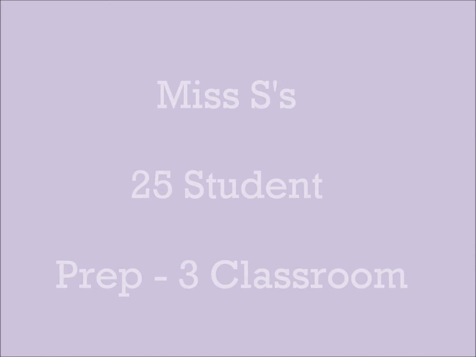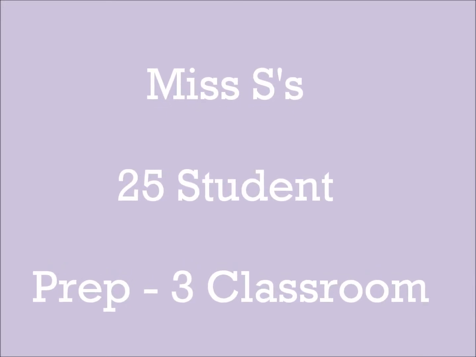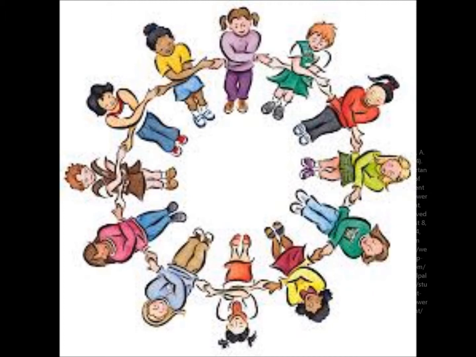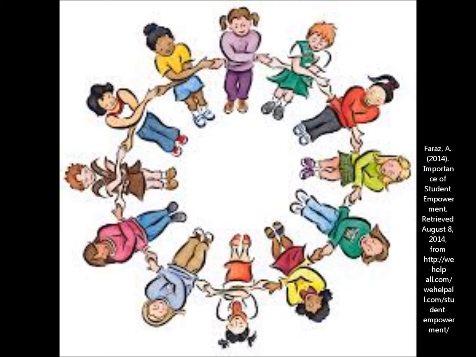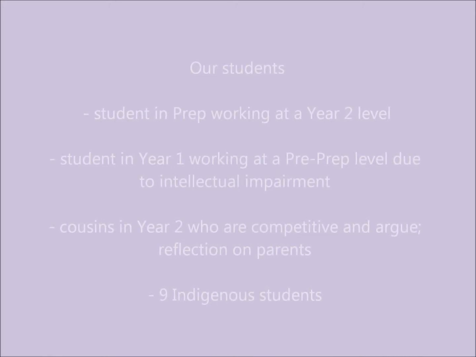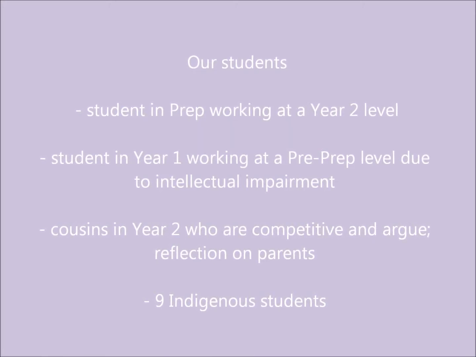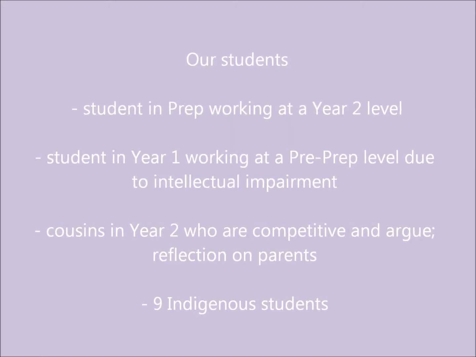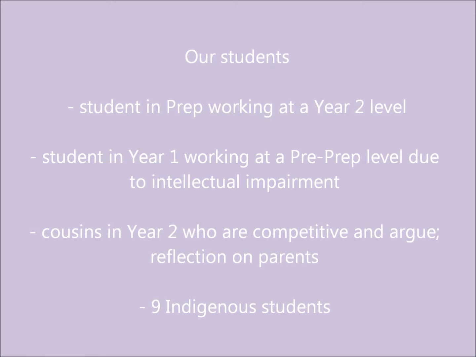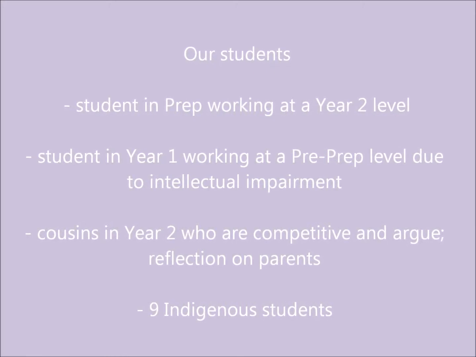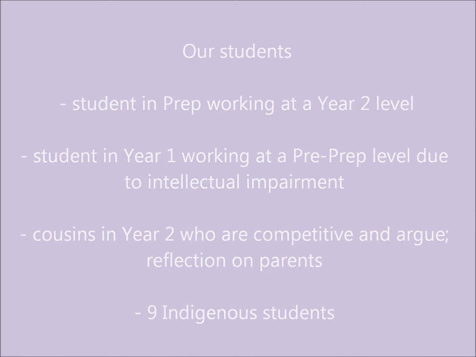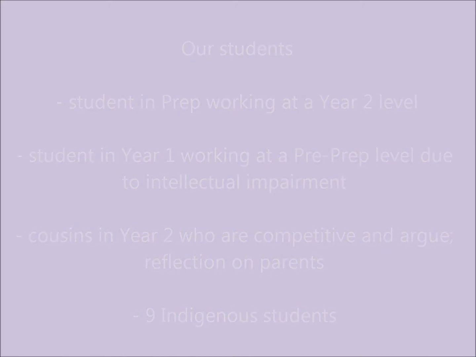In this 25 student Prep to 3 class at Sandy Plains State School, all students are considered when planning occurs, but there are specific adjustments and acknowledgements of learning needs and behaviours which are made for our student in Prep, that is working at a Year 2 level, our Year 1 student working at a pre-Prep level due to an intellectual impairment, and our cousins in Year 2 who are competitive and argue constantly, which is a reflection on their parents' relationship. Along with these students, the Indigenous students make up 35% of the entire school. Therefore, 9 Indigenous students are in our class.